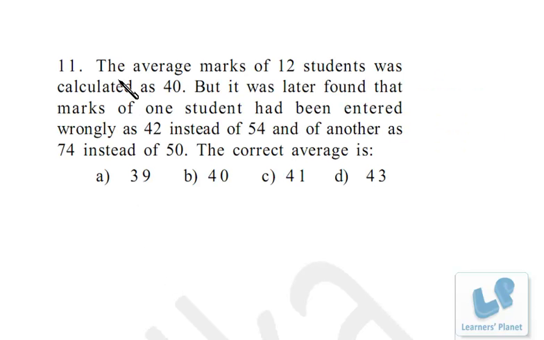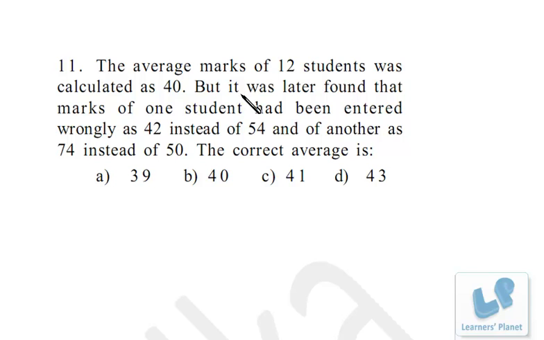Now let's see this question. You have to try the question on your own. You just have to match your answer and solution with mine, right? The average marks of 12 students were calculated as 40, but it was later found that marks of one student had been entered wrongly as 42 instead of 54 and that of another as 74 instead of 50.